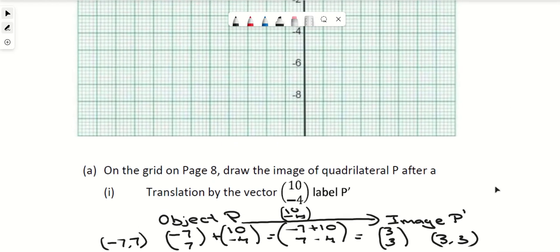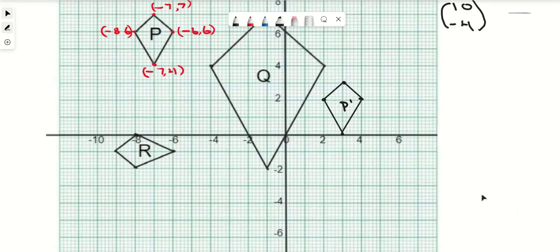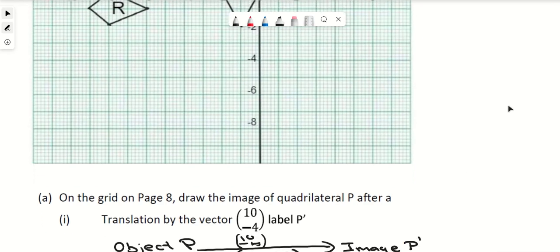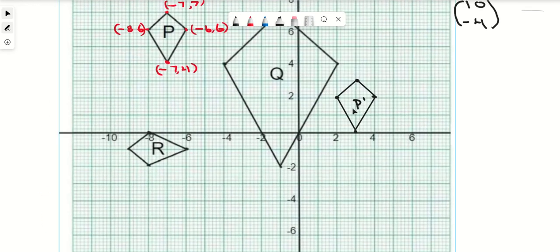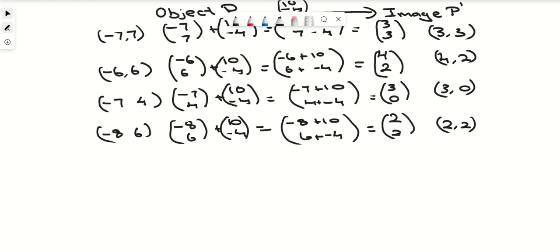And if we plot the points, we're going to get these. So the first one was 3, 3. This coordinate is 3, 3. The next coordinate, let's check, is 4, 2. This coordinate right here is x is 4, y is 2. This one here is 3, 0. X is 3, y is 0. And the last coordinate that we're supposed to get is 2, 2, which is this point right here. And then when we join all 4 points, you're going to get image P1. So these are your 2 ways that you could have done a translation question.